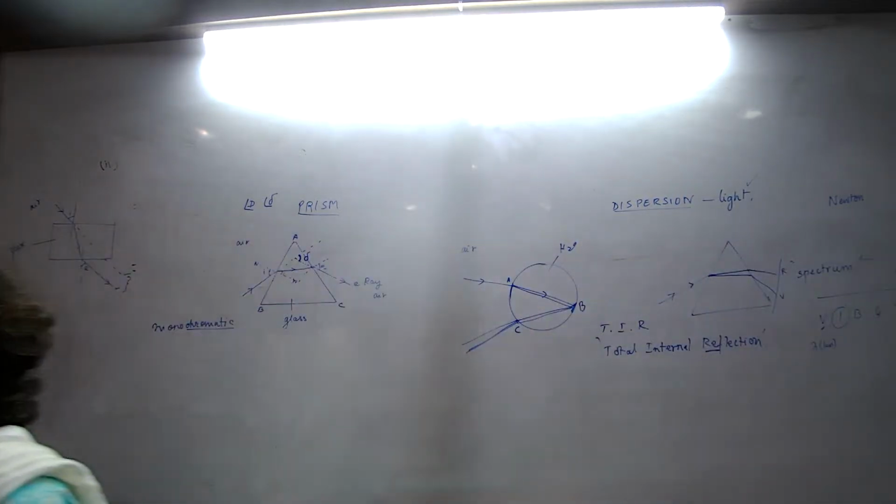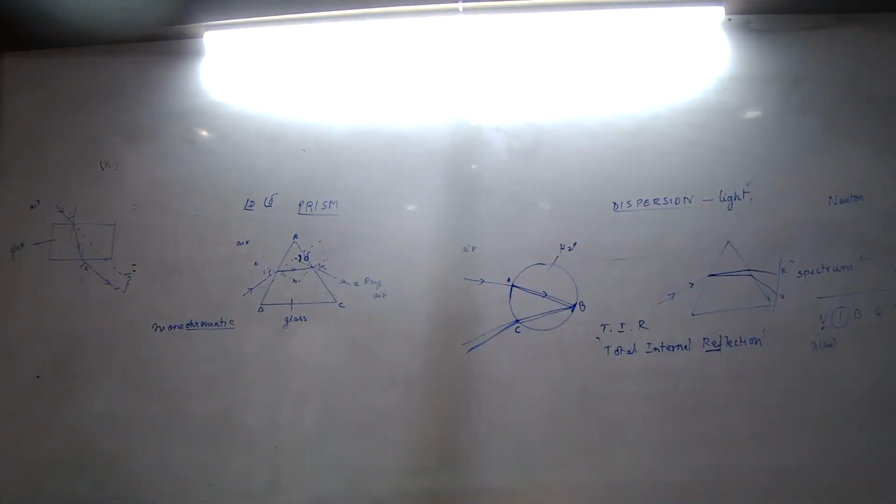In any object, for a total internal reflection, there will always be a specific angle. I'll explain to you. In water also there is a total internal reflection which takes place.